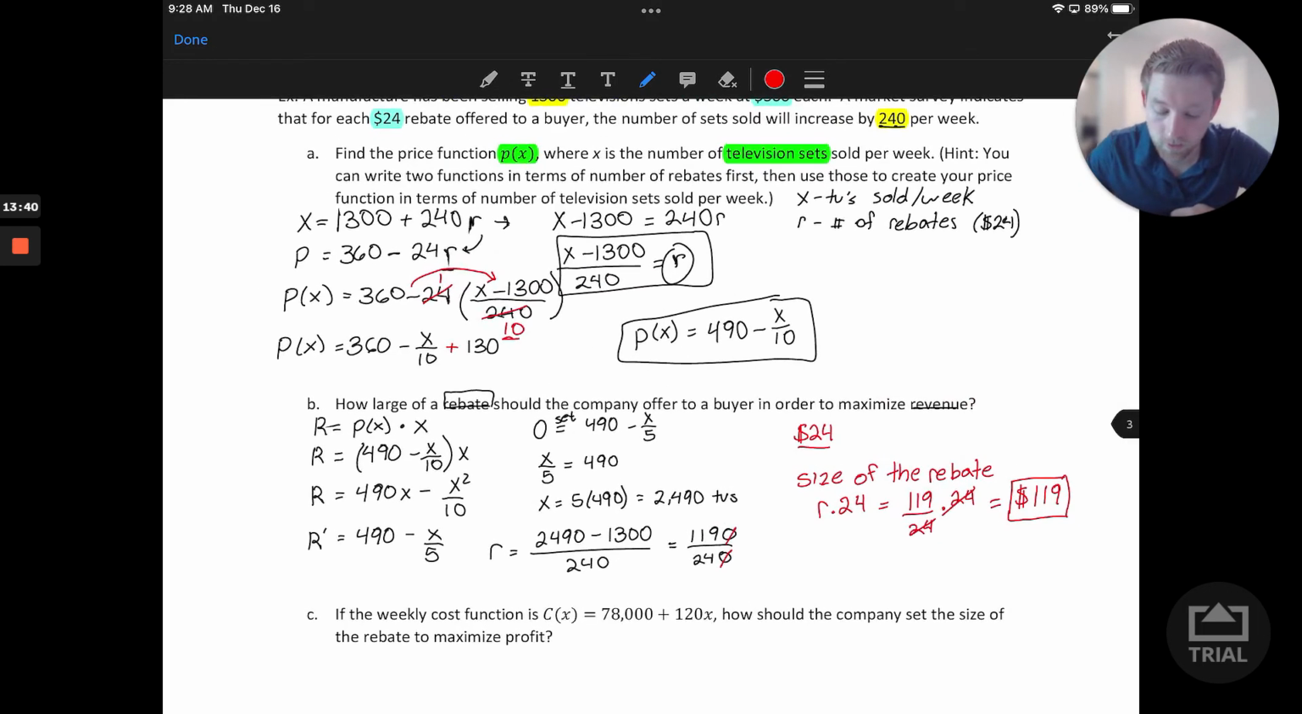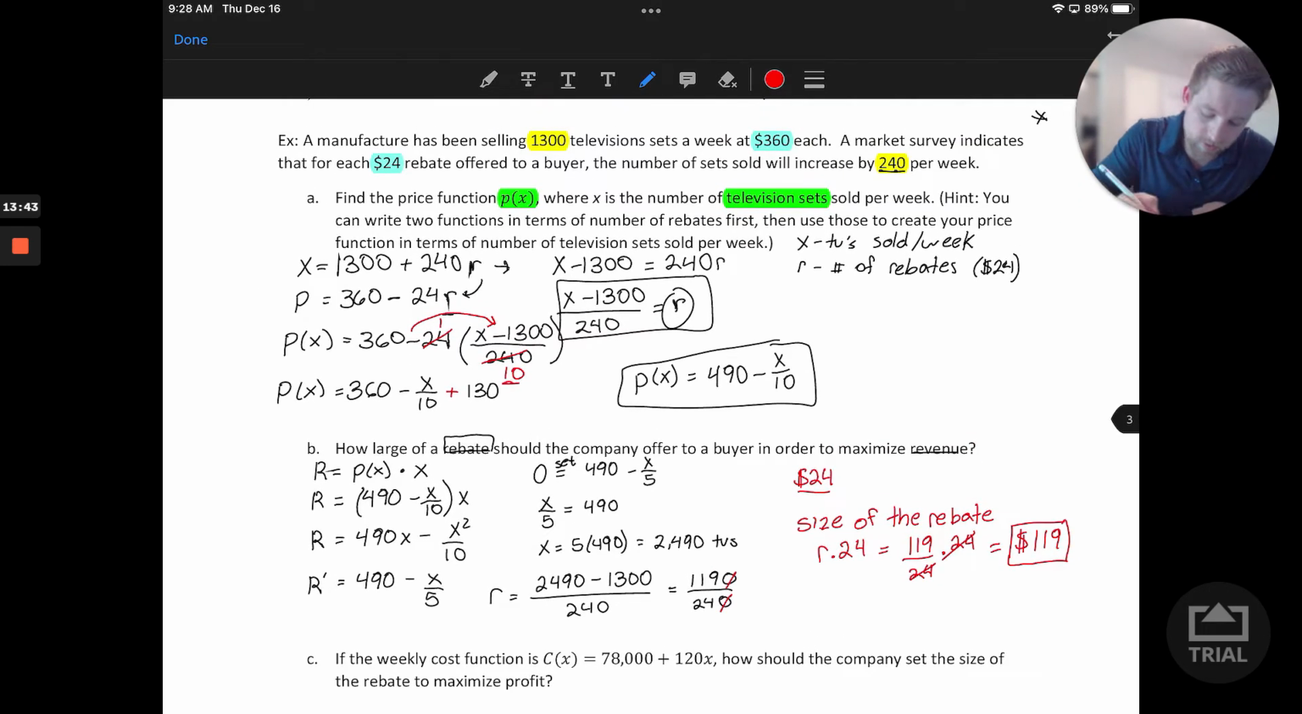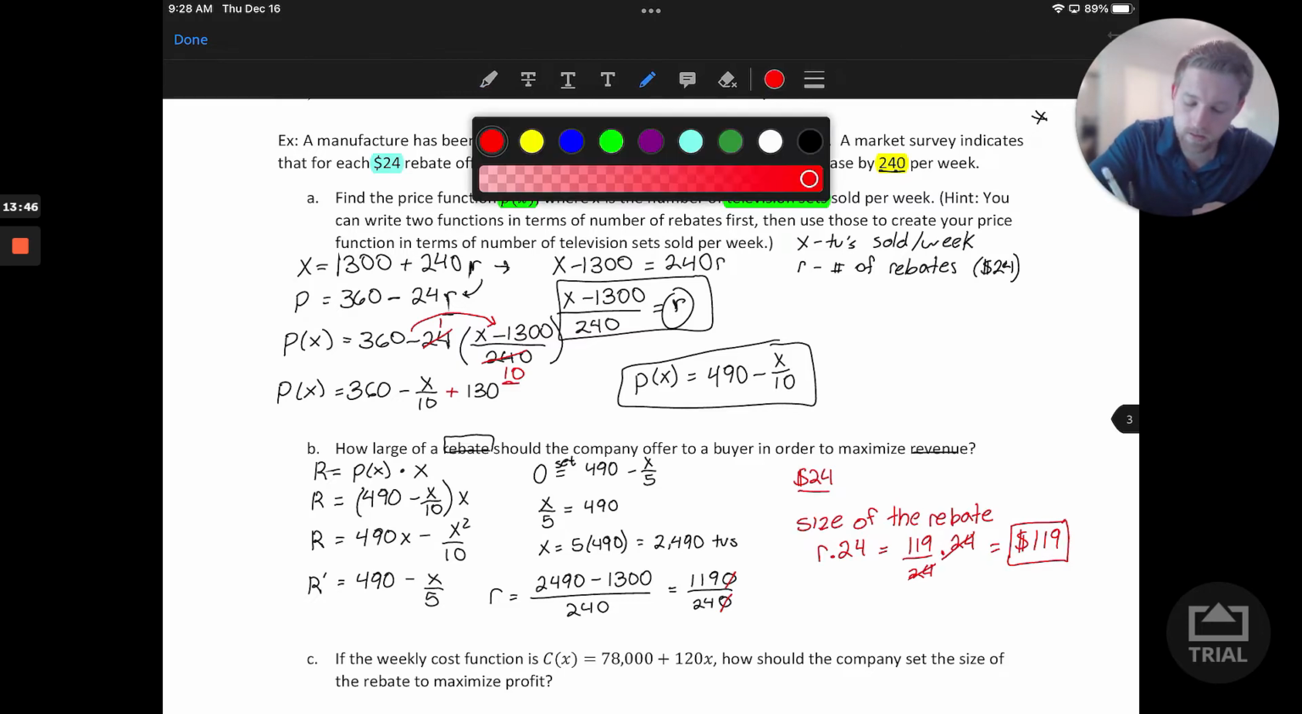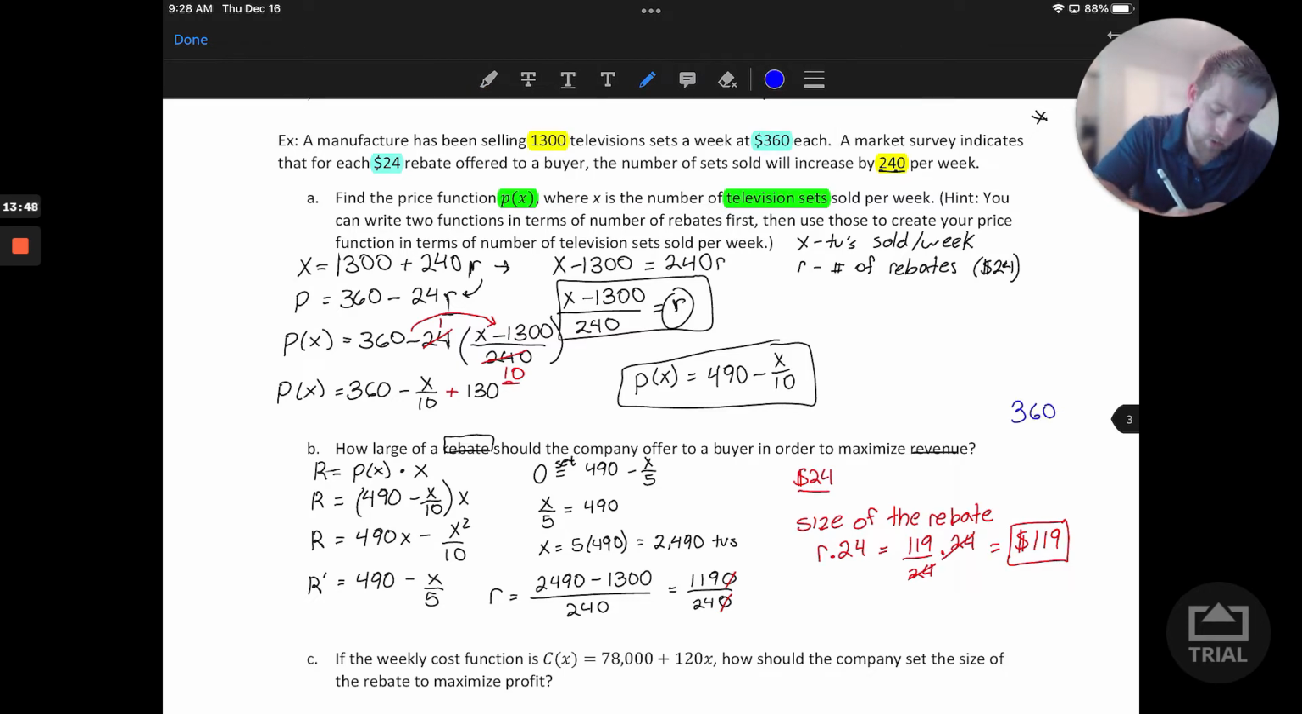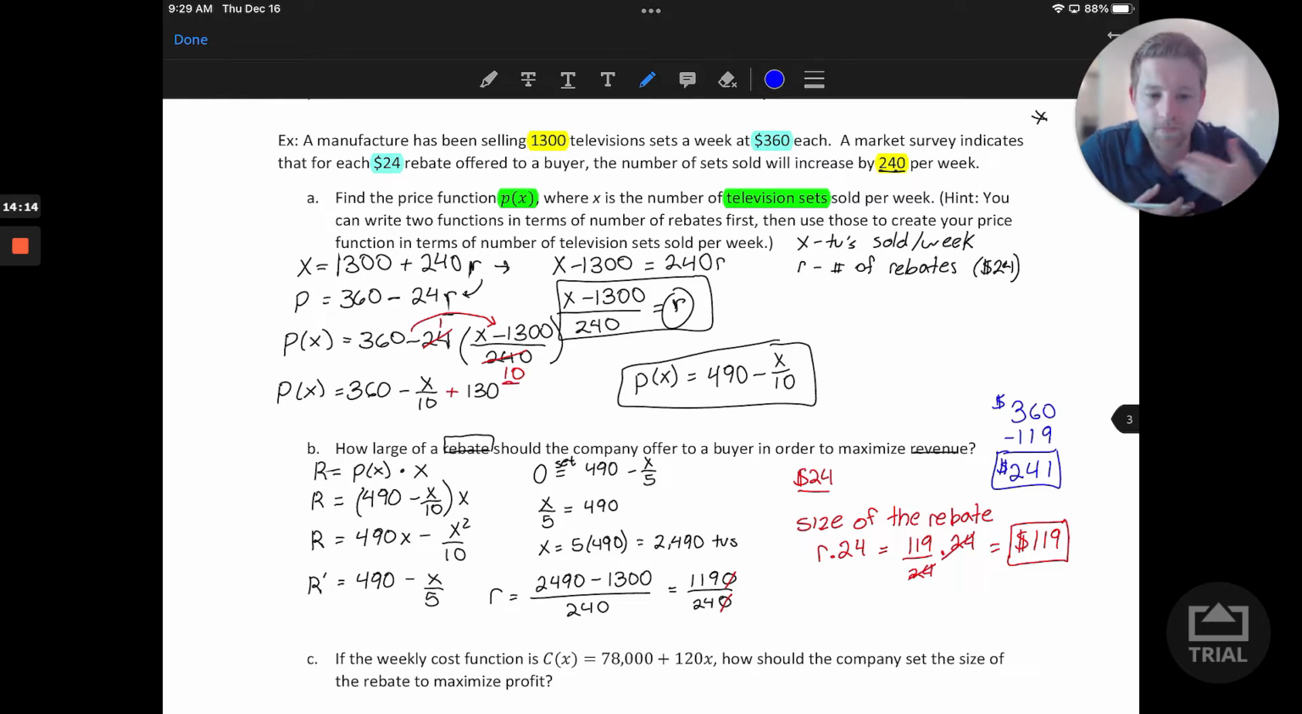In other words, if we looked back at the original price, $360 was our original price. And so if we took our original price, subtracted 119, this would be $241 for really the price of the TV that would maximize our revenue. So that's not really asked here, but you can kind of take that next step and consider the actual price of the TV that would maximize our revenue.